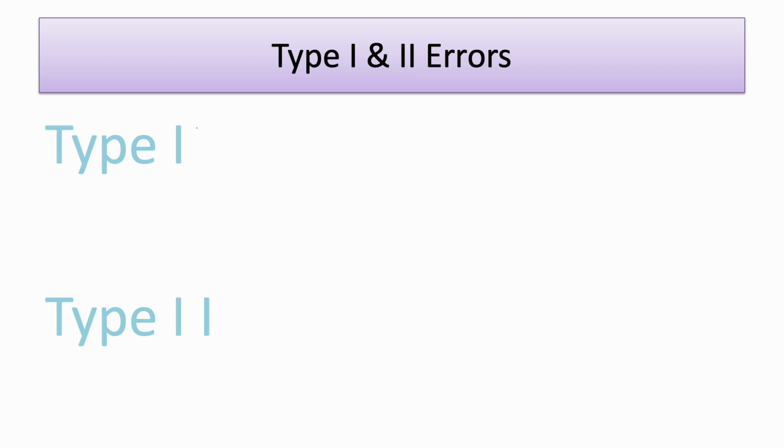So, in order to remember which one's which, I encourage you to think of this. Type 1, if you turn it, you just add one line and it turns into the letter P. Type 2, add one line and it turns into the letter N. That is because a type 1 error is a false positive and a type 2 error is a false negative.